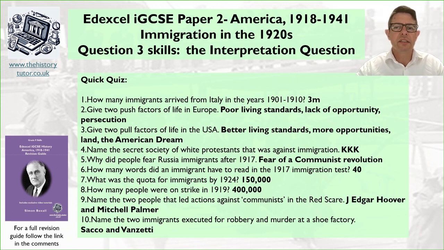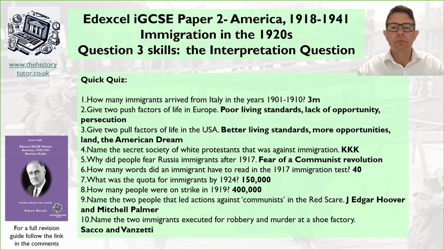Question number 2. Give 2 push factors of life in Europe. So people were pushed out of Europe because of poor living standards, lack of opportunity, lack of land, and some religious groups like Jewish people being persecuted. Question number 3. Give 2 pull factors of life in America. So this idea of better living standards through the American dream, more opportunities, more land, and the American dream, of course.